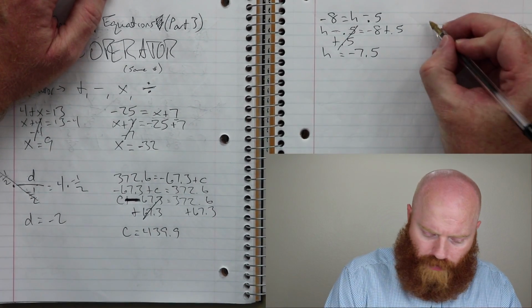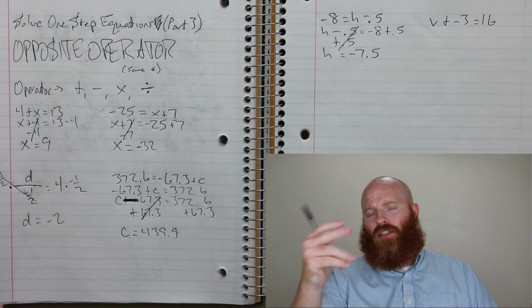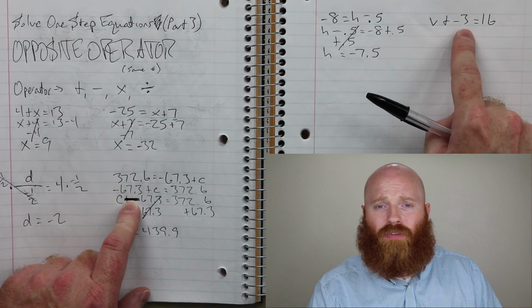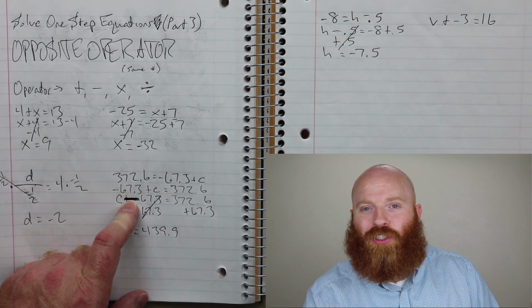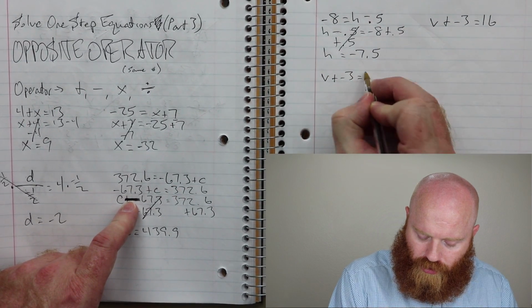Okay, keep cruising. V plus negative 3 equals 16. Now I gave a hint to you earlier on how to do this. I accidentally did it over here, I think. What happens if you have a plus and negative? Well, I'll show you both ways. I'll put it over here too. V plus negative 3 equals 16.